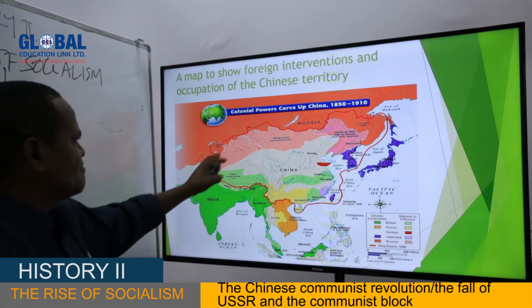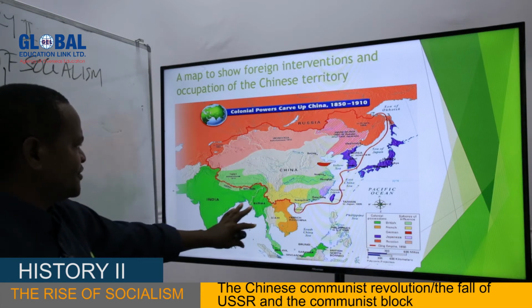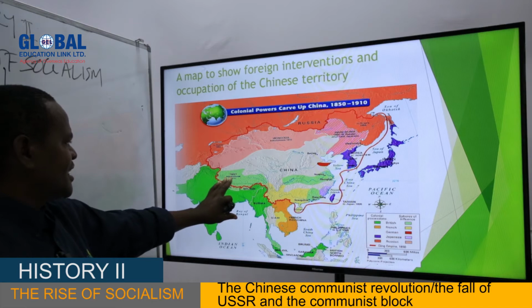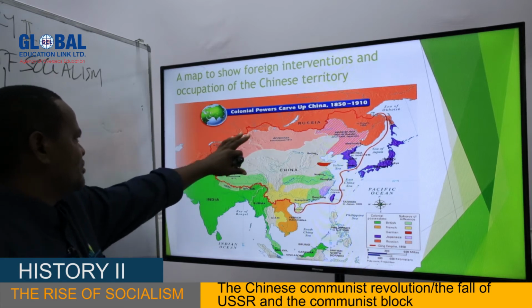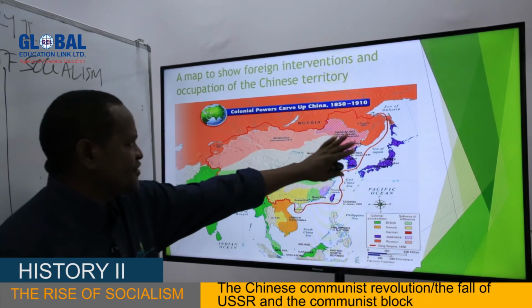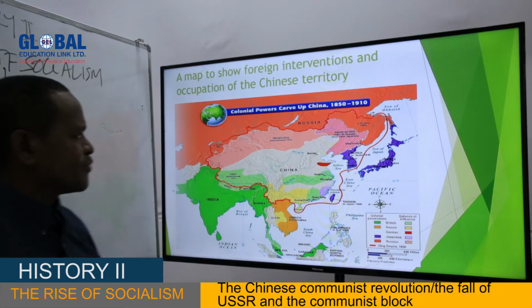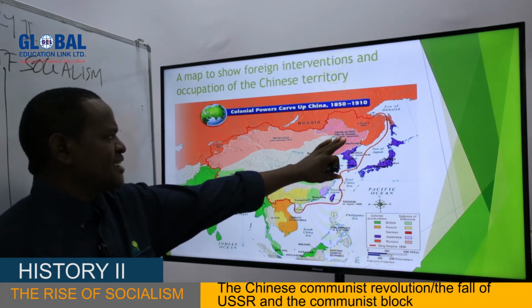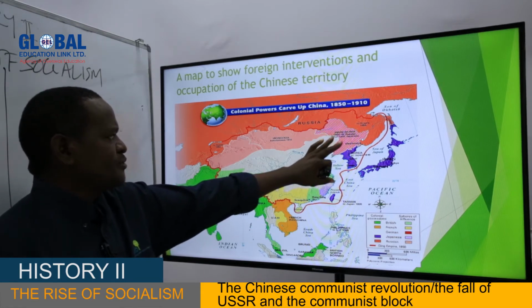My dear students, this is the map that shows how Chinese land was grabbed by foreign powers. This is Tibet. Tibet became autonomous in 1912. The same applied to Mongolia. But here we have this land which went to Russia. There is also the Chinese land of Manchuria, which was taken by the Japanese during the Russo-Japanese War of 1905. This was also part of China.